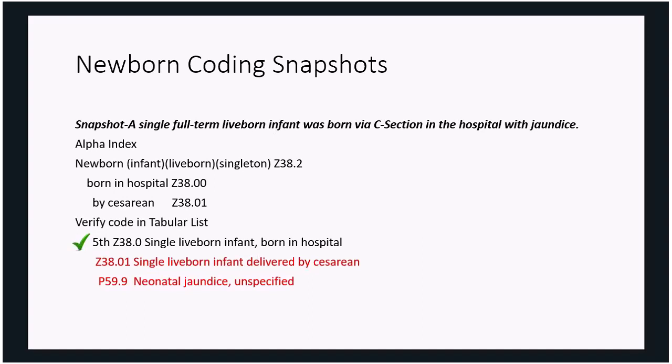So Z38.01, born in a hospital by C-section. We also have to code the jaundice, the perinatal condition. We went to jaundice, newborn, P59.9, and this is our correct sequence. Remember that category Z38 is always going to be principal.